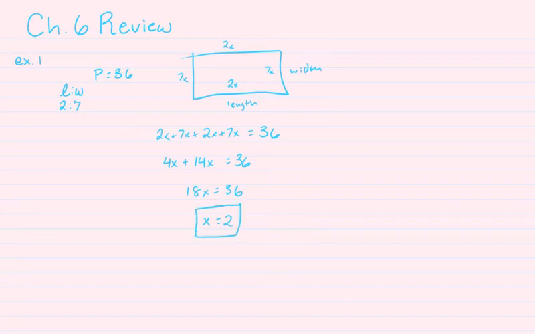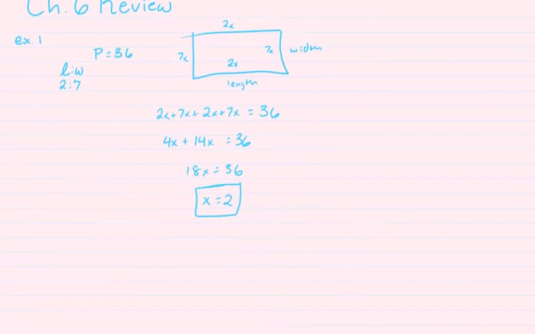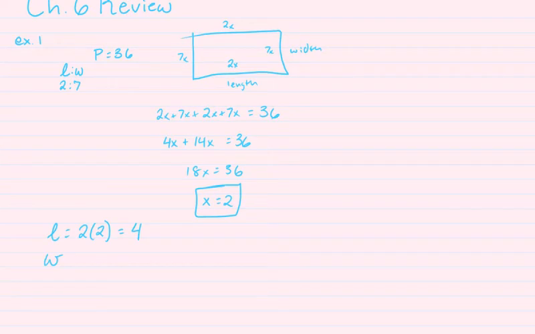So if it asks for the length, then I would go ahead and plug that back in. 2 times 2, which is 4, so that would be the length. And the width would equal 7 times 2, which is equal to 14. So they can either ask you to solve for x or solve for the length or width.